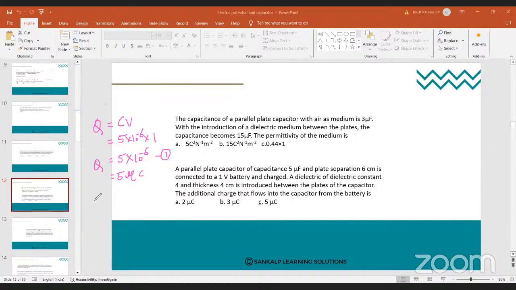Now, when you introduce the dielectric slab, the capacitance becomes, see what is the value of the capacitance now? The value of the capacitance is C dash is equal to, epsilon naught into A divided by D minus, sorry, D minus T minus T by K.